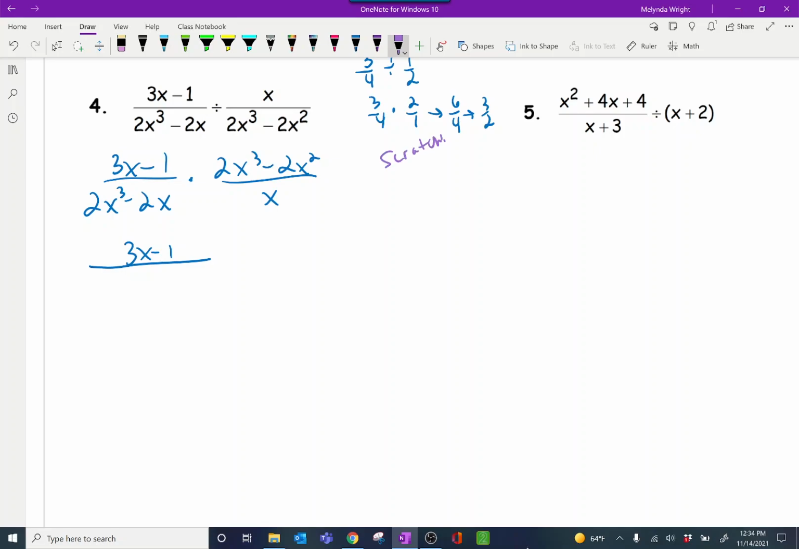Our scratch work, so we've decided that 2x is our greatest common factor. So we come over here and we say, okay, so 2x cubed divided by 2x. Let's see, the 2's cancel. X cubed over x is x squared. And then 2x divided by 2x is 1. Okay, that looks good. Let's work on the second part.